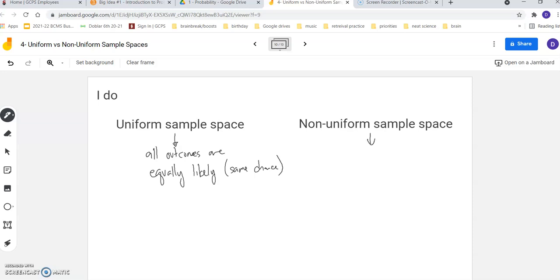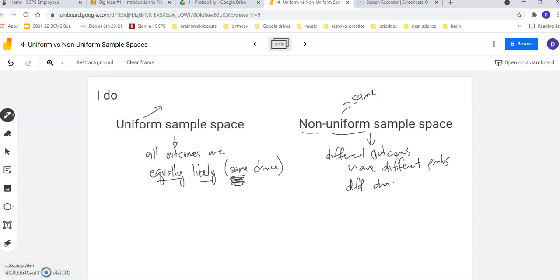In a non-uniform sample space, different outcomes have different probabilities. They're not the same. They're not uniform. Uniform means same. And that's what they call it. If you have to wear a uniform to your job, everyone wears the same thing. So uniform in this context means same. So in a uniform sample space, all outcomes are equally likely, same chance. In a non-uniform space, outcomes have different probabilities, different chance. They're not uniform. Okay, that's easier to understand when we look at a couple.